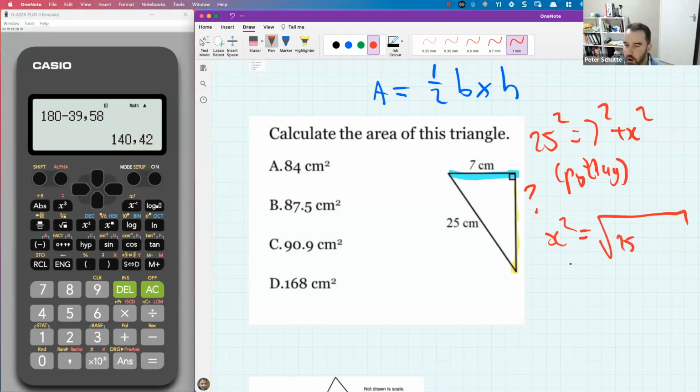Can I ask you, Letty, what did you get for the length of this yellow bit? What did you get for your X there? 24. Perfect. Yes, that's absolutely perfect. Thank you, Letty.